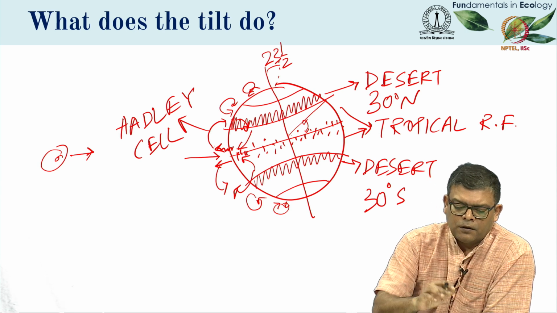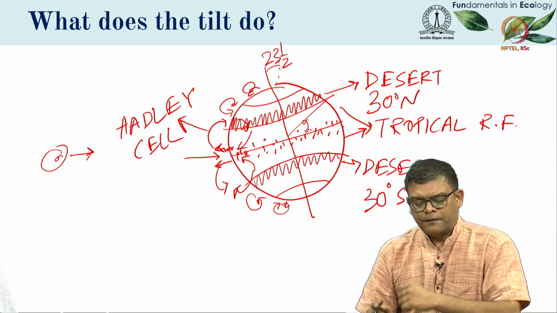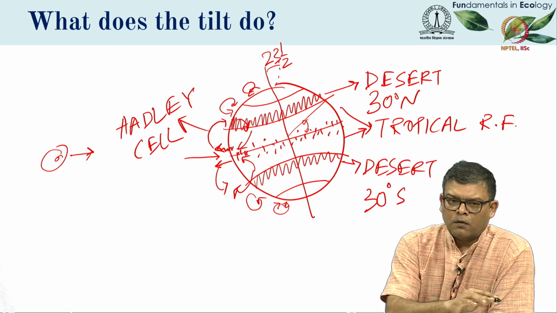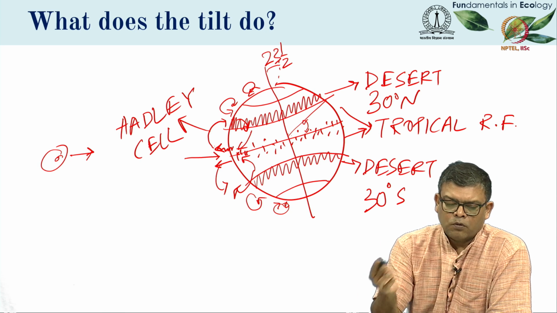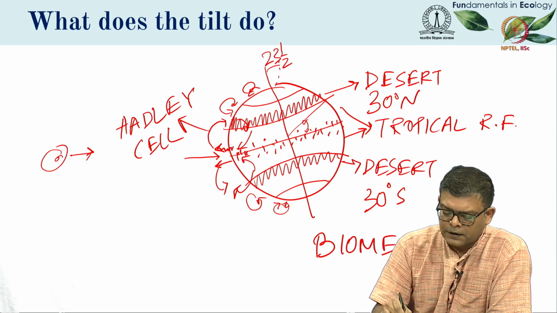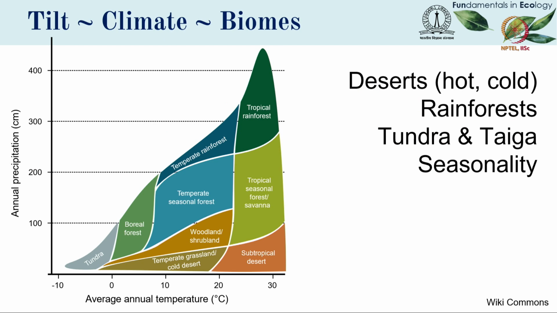So this tilt of the earth causes air circulation patterns which, coupled with the Coriolis effect, give rise to combinations of warm and dry, warm and wet, cool and wet climatic zones, and these are occupied predictably by different types of vegetation and life forms that we call biomes. Here's a diagram of the main biomes. They're arranged on an axis of temperature on the x-axis and precipitation on the y-axis.